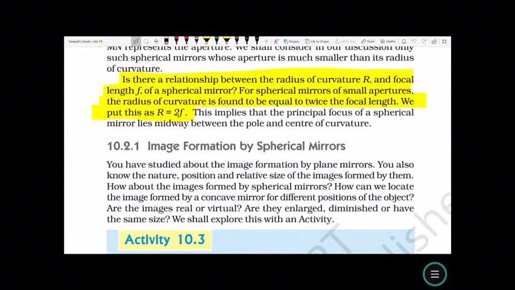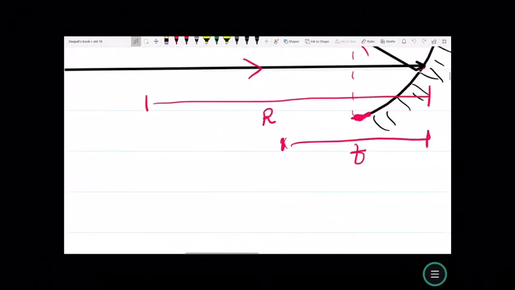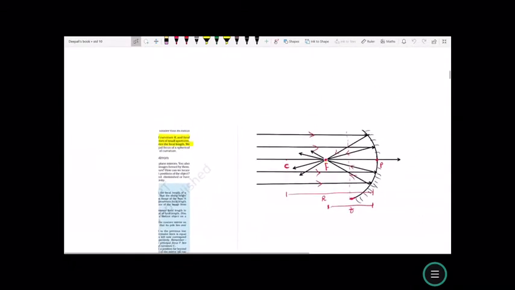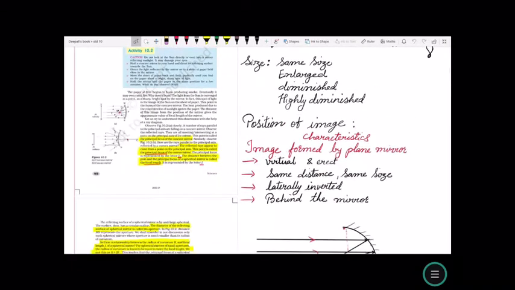We have studied the image formation by plane mirrors. I hope you remember the characteristics of the image formed by a plane mirror. Let us recall. We know that an image formed by a plane mirror is always virtual and erect, the same distance, the same size, laterally inverted and behind the mirror.